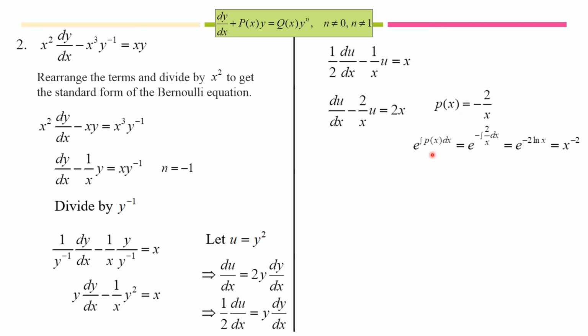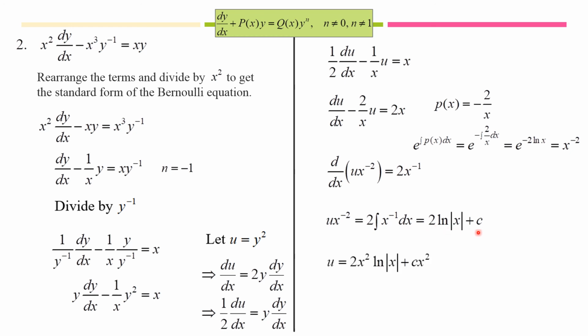Evaluate the integrating factor, and we get x to the power of negative 2. Multiply the standard linear equation by this integrating factor, and so the left side is exactly equal to d/dx of the product of the dependent variable u with the integrating factor. On the right side, we multiply 2x with x to the power of negative 2, resulting in 2x to the power of negative 1. Now ux to the power of negative 2 is the integration of the function on the right with respect to x, which gives 2 ln|x| plus a constant c, and therefore u is equal to 2x squared ln|x| plus cx squared.